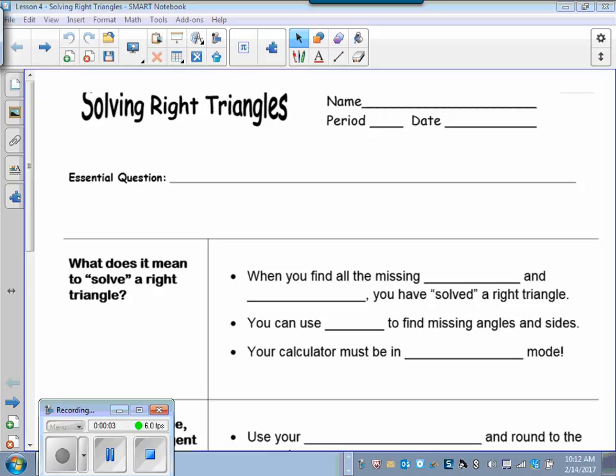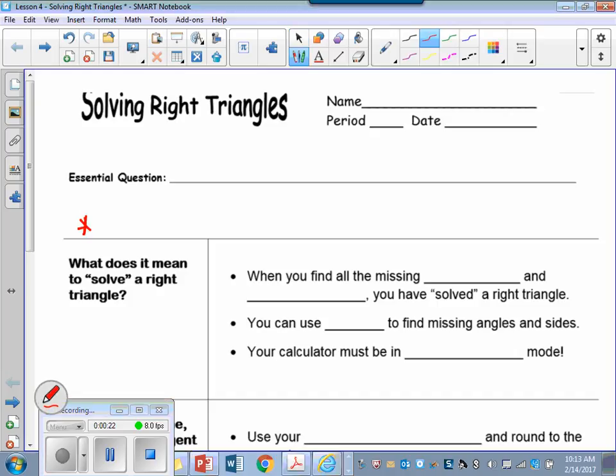Our fourth lesson in the right triangle unit involves solving right triangles. For this lesson, you absolutely must have a calculator. All right, if you have a graphing calculator, a TI-84, then the first thing you have to do is change the mode. We're going to set the mode to degrees.